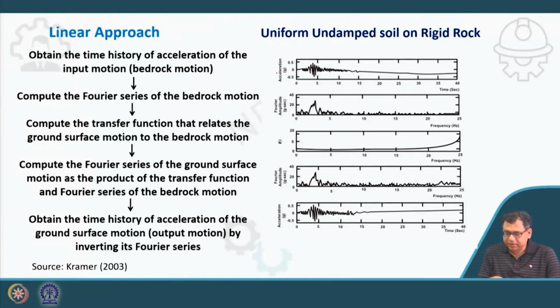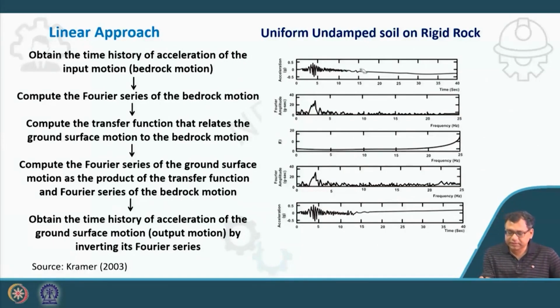So, that transfer function is given. You plot that transfer function with respect to frequency, and you will get this curve. So, this is the third step, to get the transfer function. Then compute the Fourier series of the ground surface motion as the product of this transfer function and the Fourier series of the bedrock.